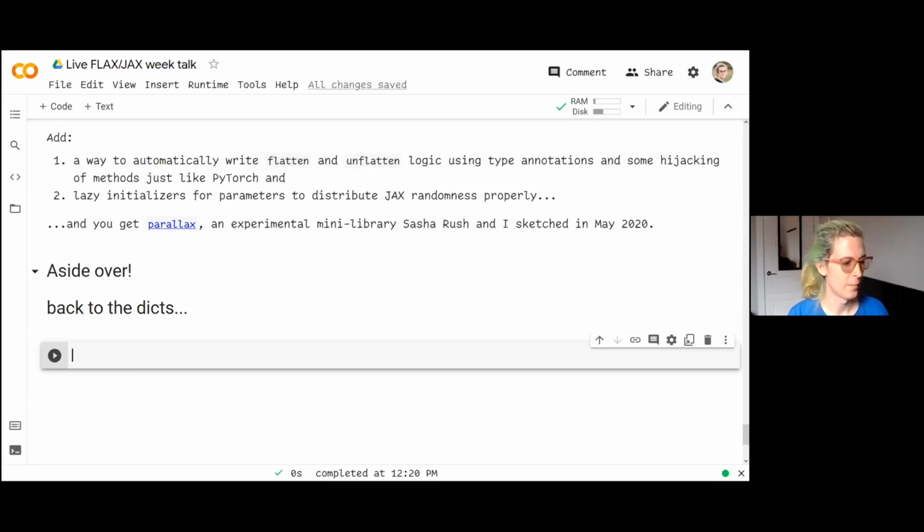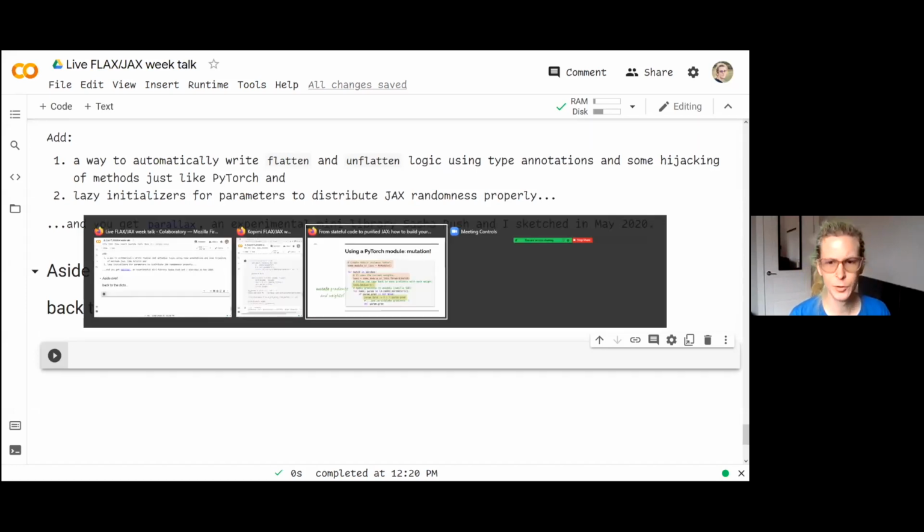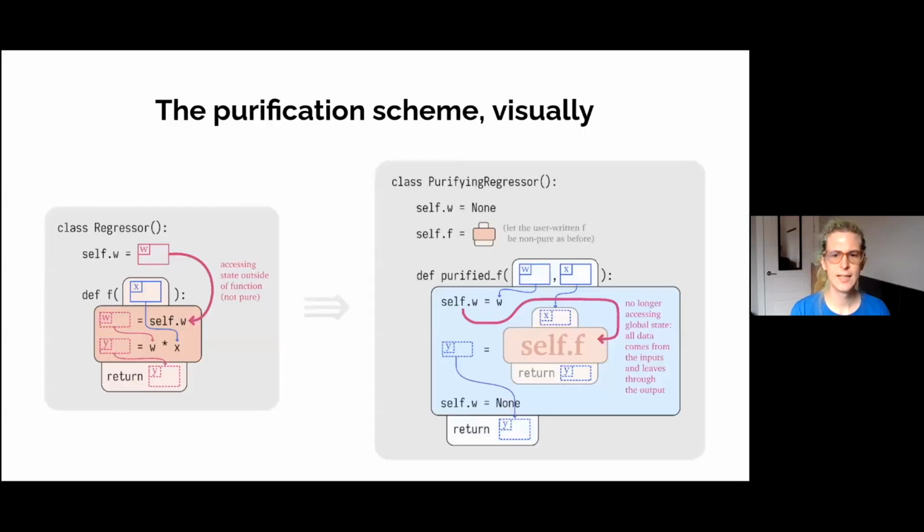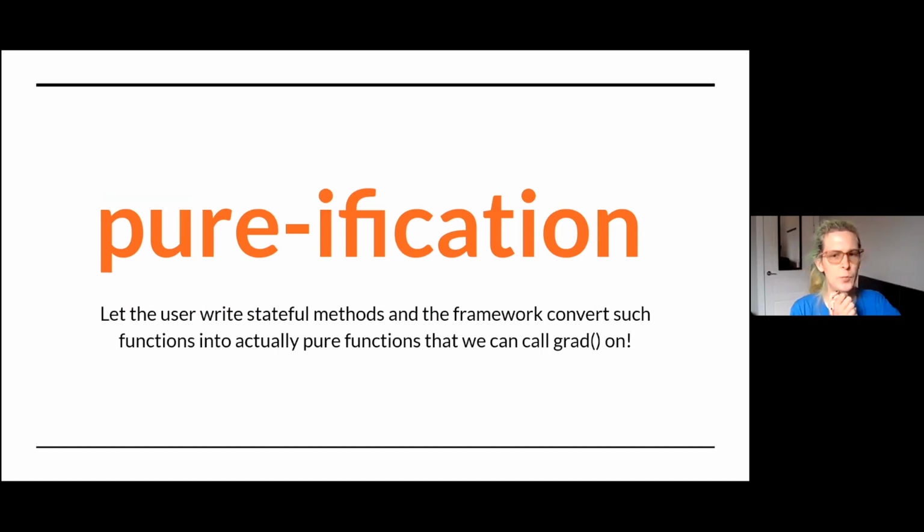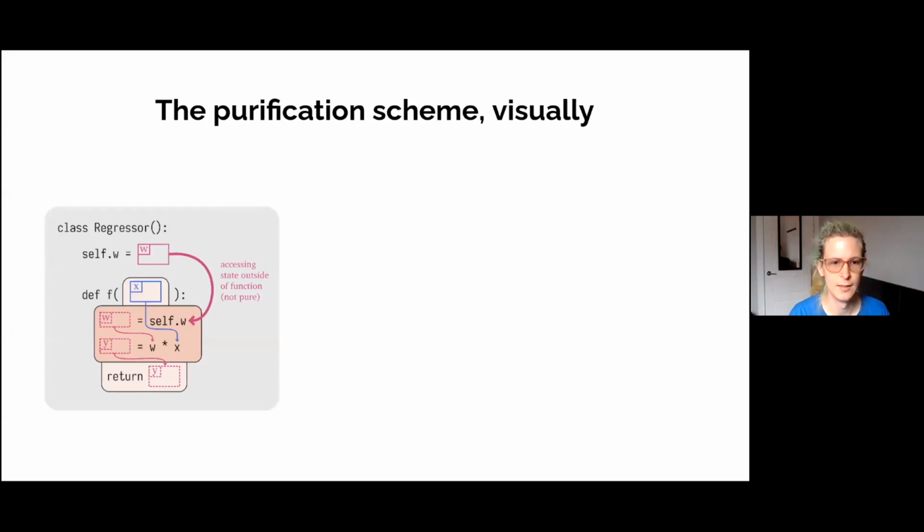So I'm going to do something. I'm going to, first of all, go back to my slides and say what we want is we want to purify code. What do I mean by this? We really want users to be able to write stateful methods like we did in PyTorch, because it is nice to just say self.w plus something and it kind of works out. And we would like to have a framework that purifies these functions, that creates things like this loss function that we manually created. And how that's going to work is like this.